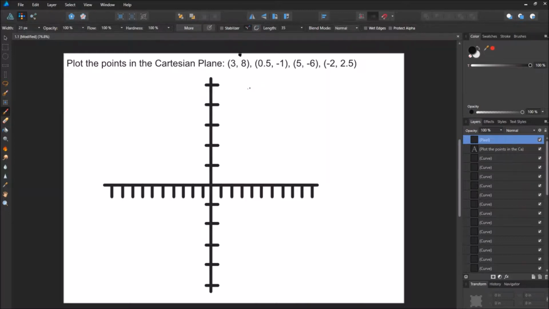Our next point is 0.5, comma negative 1, I'm sorry.